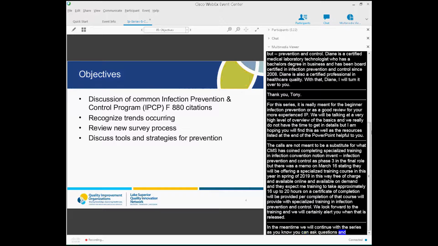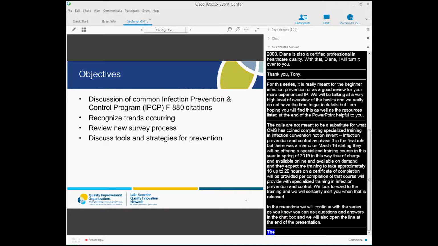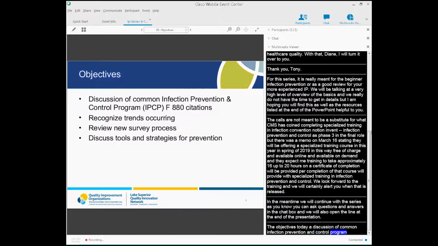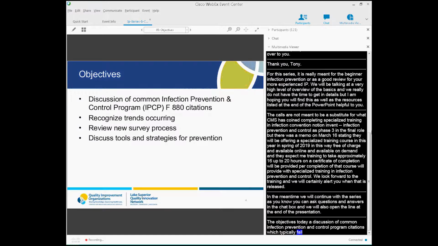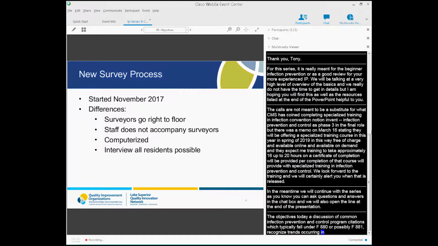Our objectives today: a discussion of common infection prevention and control program citations, which typically fall under F880 or possibly F881. I want to recognize some of the trends that are occurring in these citations, talk a little bit about the new survey process, and discuss tools and strategies for prevention of those citations.